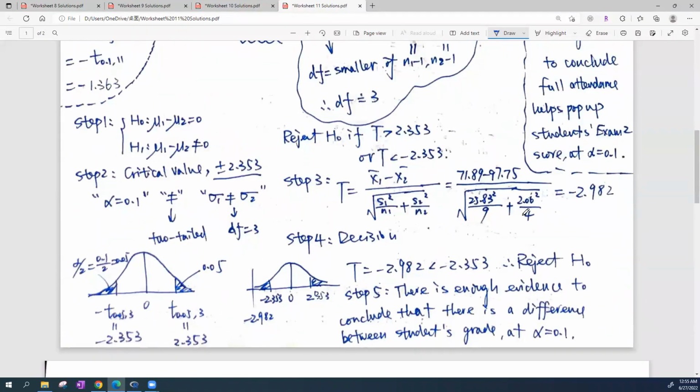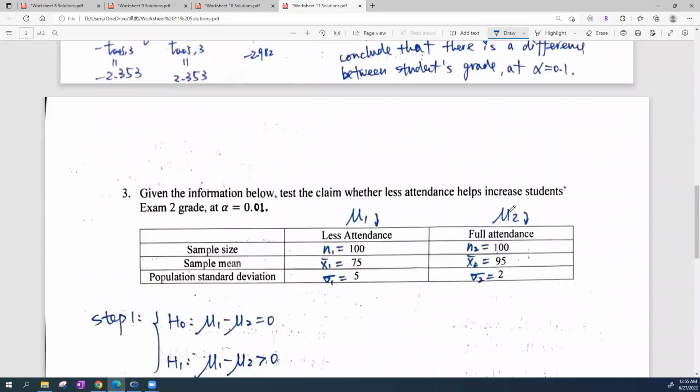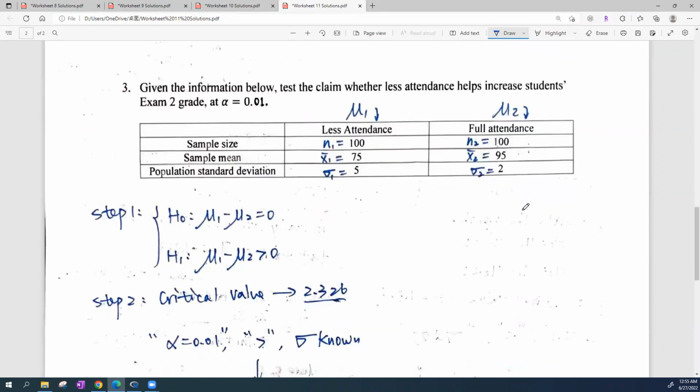That's number 2. Okay, number 3. Given the information below, test the claim whether less attendance helps increase students' exam 2 grade, alpha equals 0.01. So the information includes population standard deviation, right? So step 1, the null and alternative: increase, so greater than, right? And the reason we can put greater than is mu1 represents less attendance, mu2 represents full attendance. So less attendance increase, right? The grade is higher than full attendance. So that's why we put greater than.